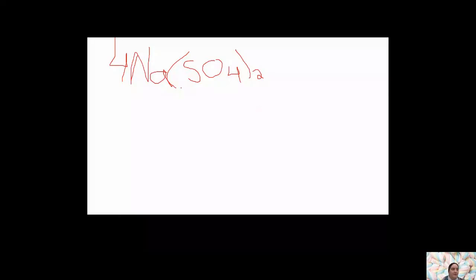Okay, so we left off here. We had our sodium, sulfur, and oxygen as elements. And we added our extra ones where there was no number. So sodium had 1, sulfur had 1, oxygen had 4. Then this 4 affects everything else, so times 4, times 4, times 4, and we get 4, 4, 16.